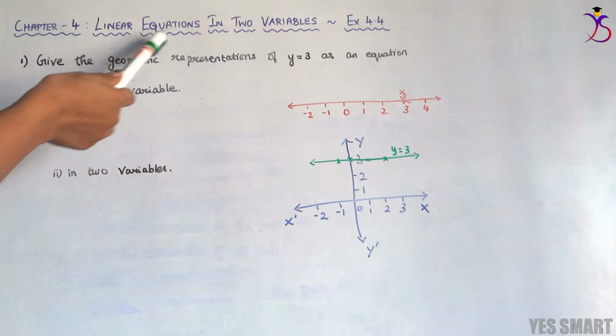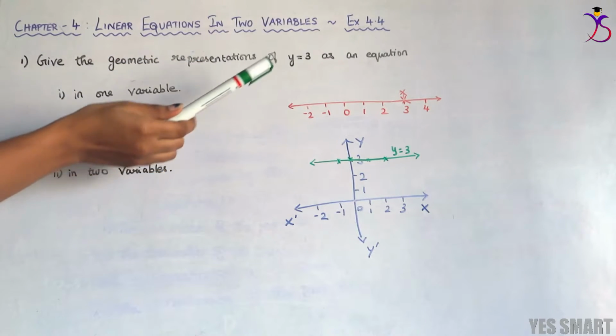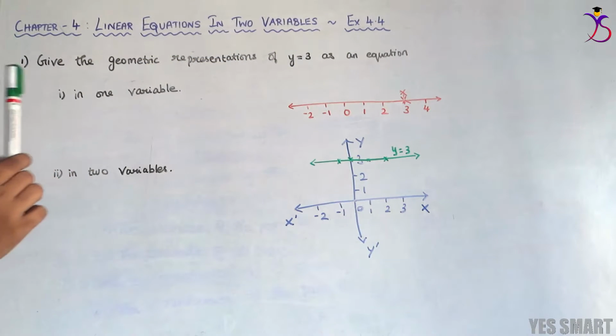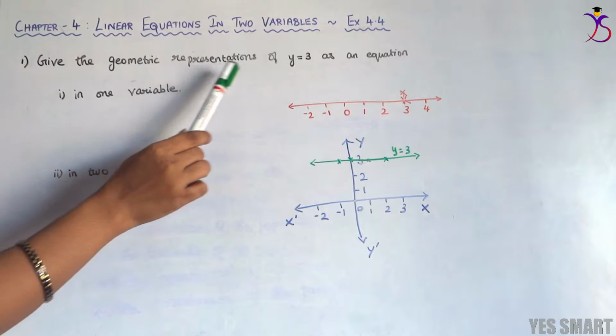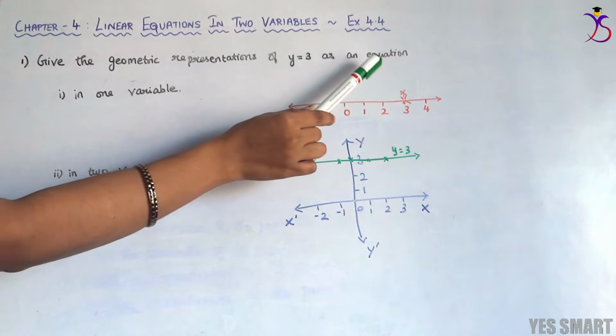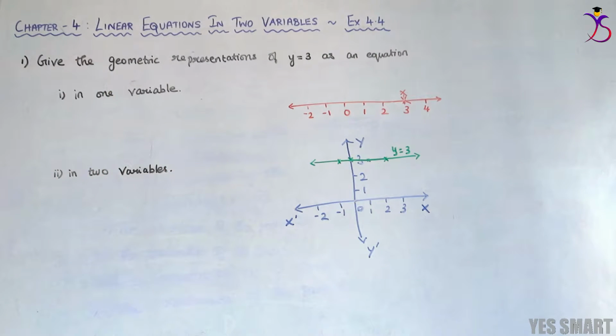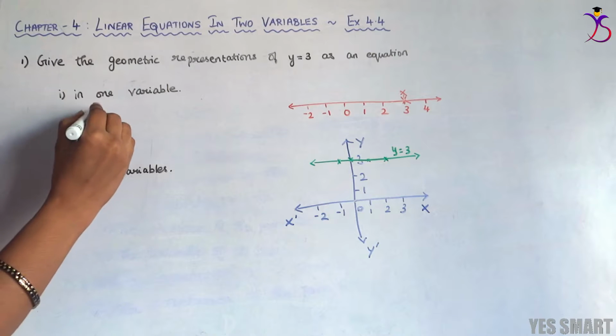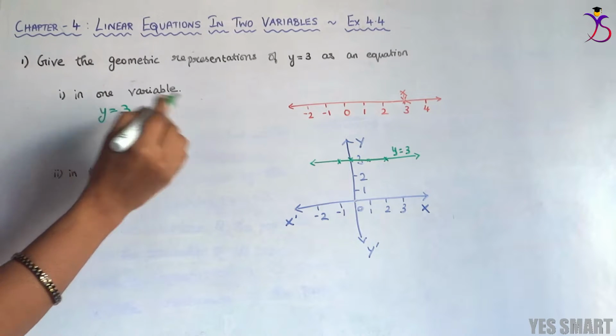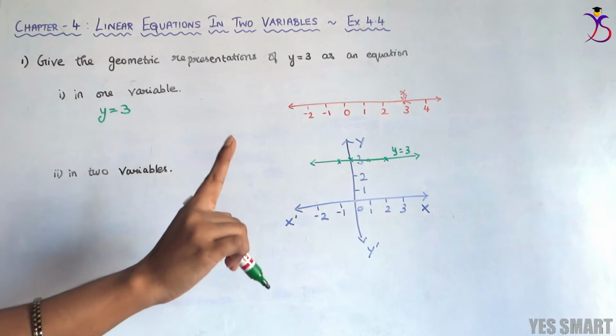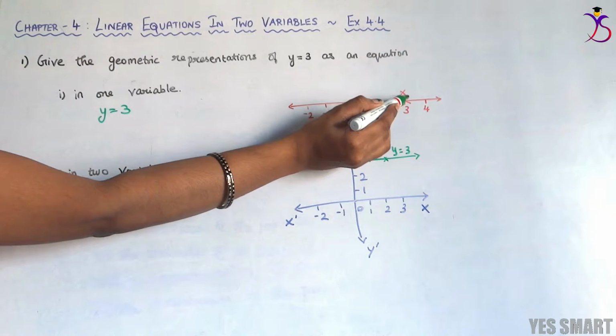Chapter 4, Linear Equations in Two Variables, Exercise 4.4. In that, the first sum: give the geometric representation of y equal to 3 as an equation. So we are supposed to express y equal to 3 in a geometrical form. In the first subdivision, in one variable, we have only one variable, which is y equal to 3. Therefore, we need to draw only one axis which has 0 in the middle.